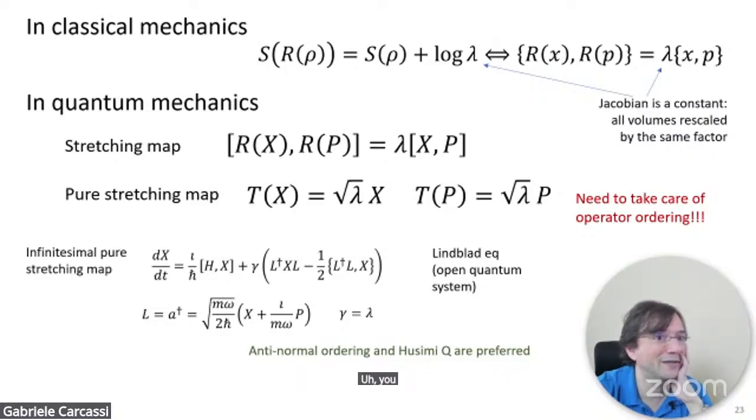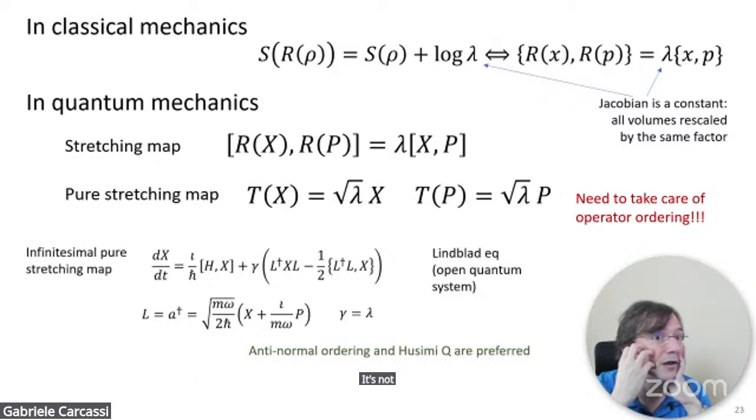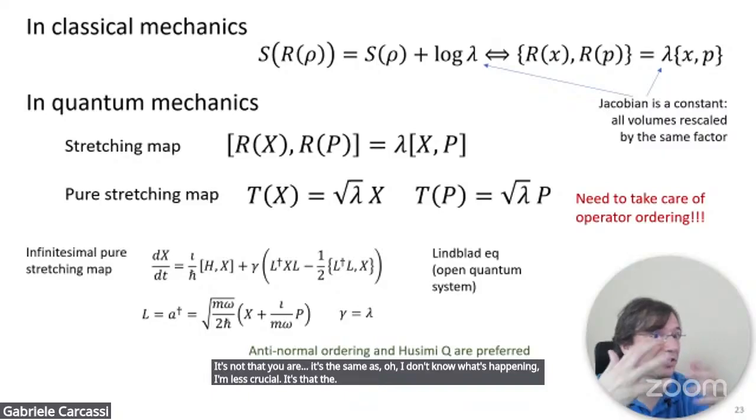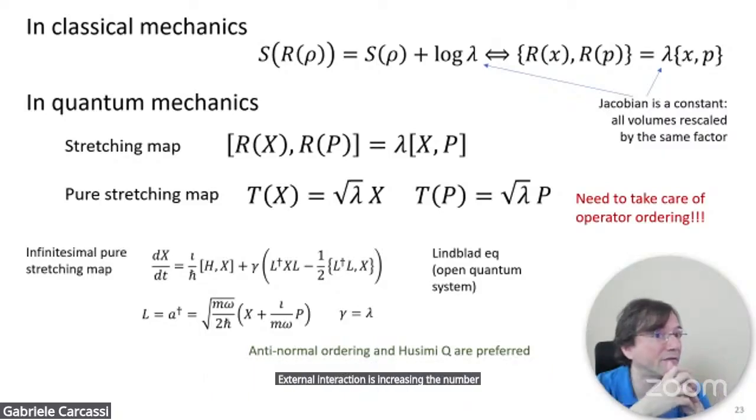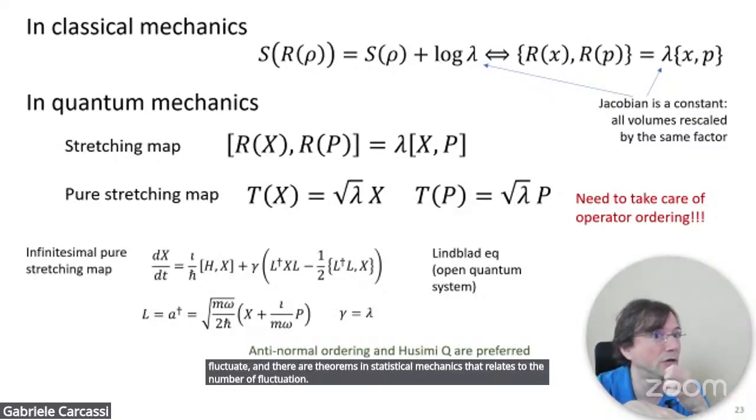So when you take something and you put it in, it increases the entropy and therefore increases the temperature. It's not the same as saying, oh, I don't know what's happening, I'm less clueful. It is that the external interaction is increasing the number of ways that the system can fluctuate. And there are theorems in statistical mechanics that relate the number of fluctuations to the entropy.